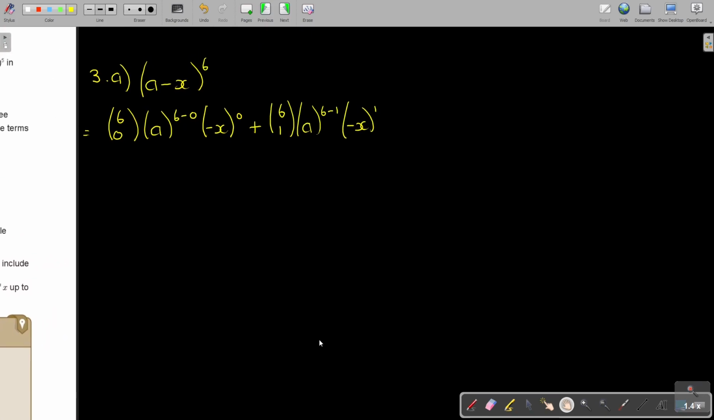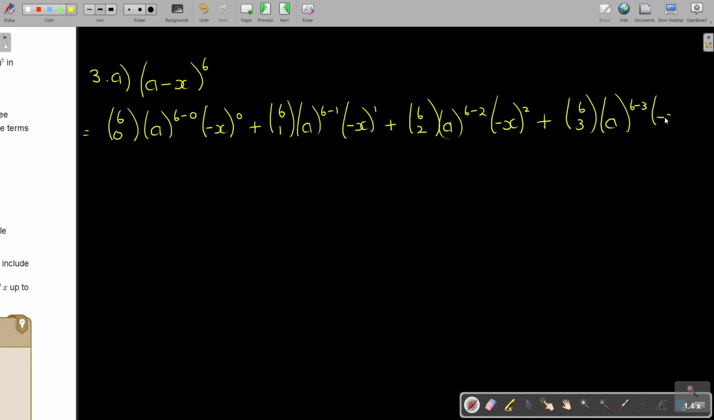Okay, let's just make space. And then 6C2, and then a to the power of 6 minus 2, and then negative x to the power 2. And then 6C3, a to the power of 6 minus 3, and negative x to the power of 3. And it actually goes on. Okay, if I simplify this, this is going to be 1. This is going to be a to the power of 6. And this is 1.